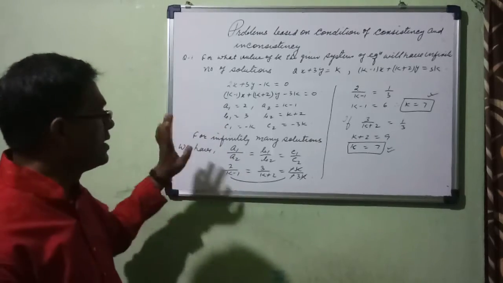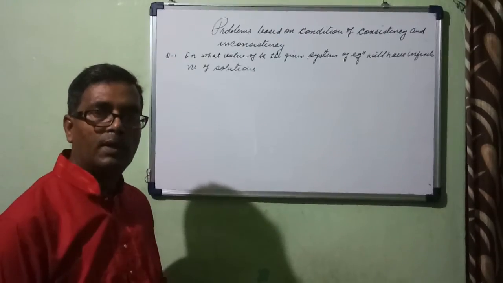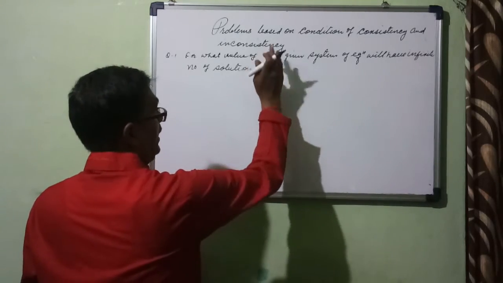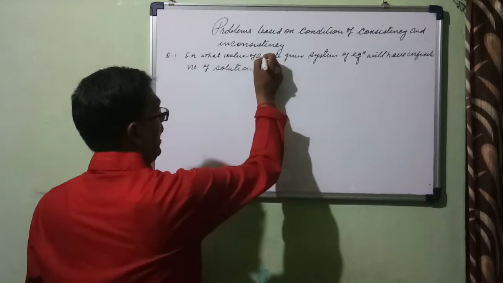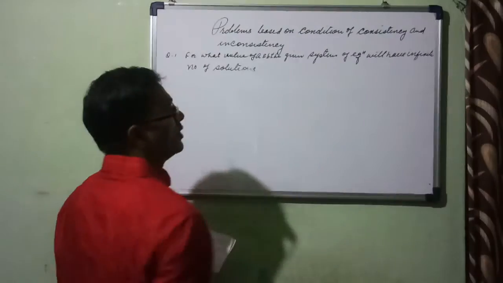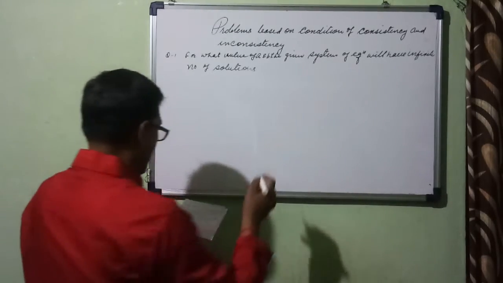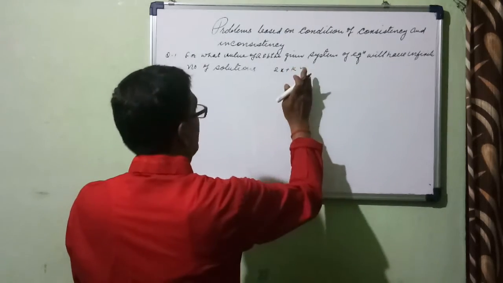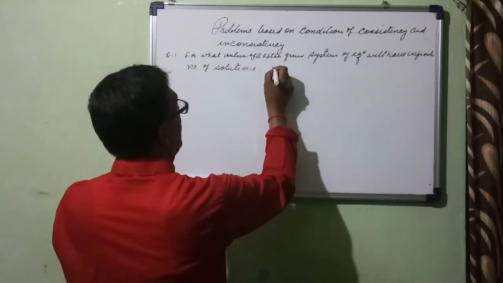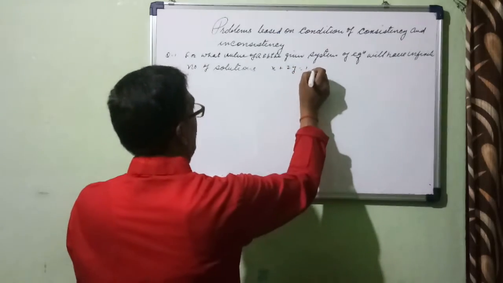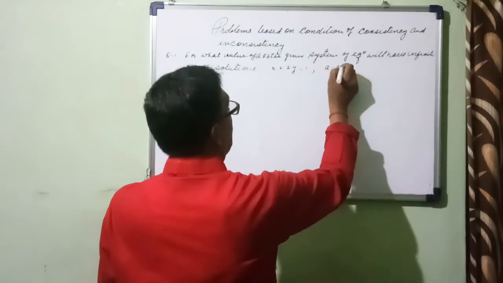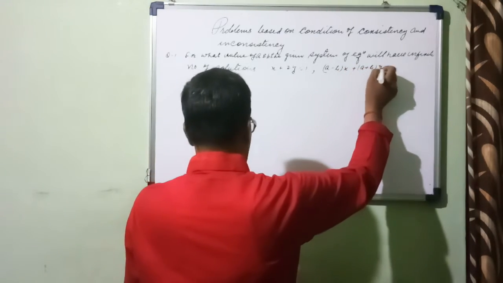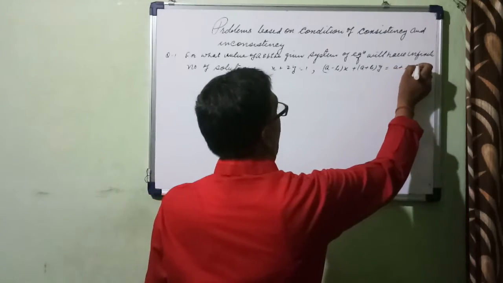Let us see the second question. Let us take another example. For what values of a and b will the given system of equations have infinitely many solutions? The question is x plus 2y is equal to 1, and (a minus b)x plus (a plus b)y is equal to a plus b minus 2.